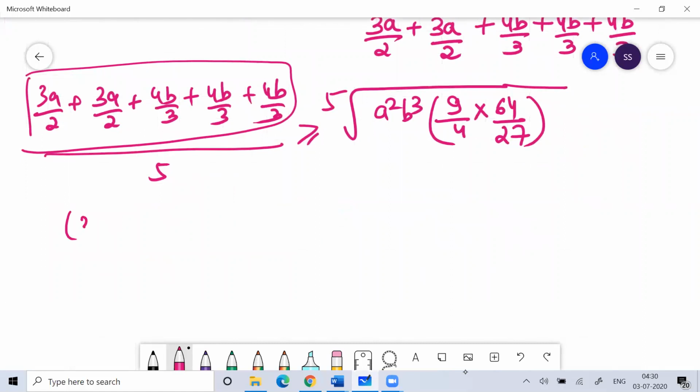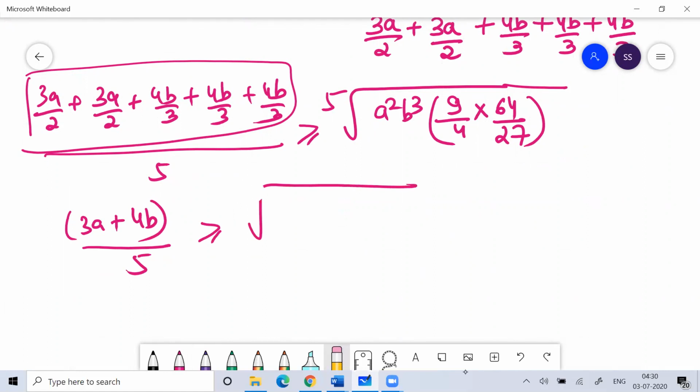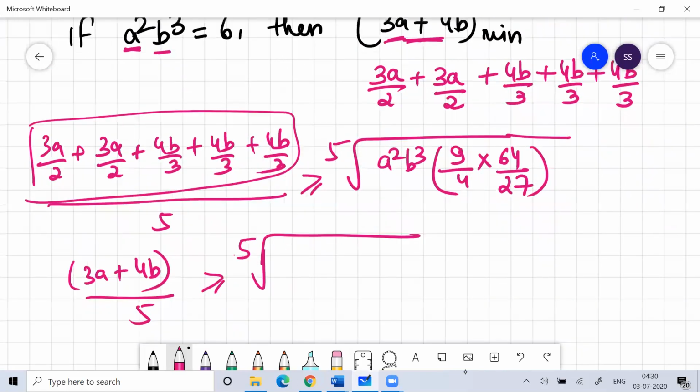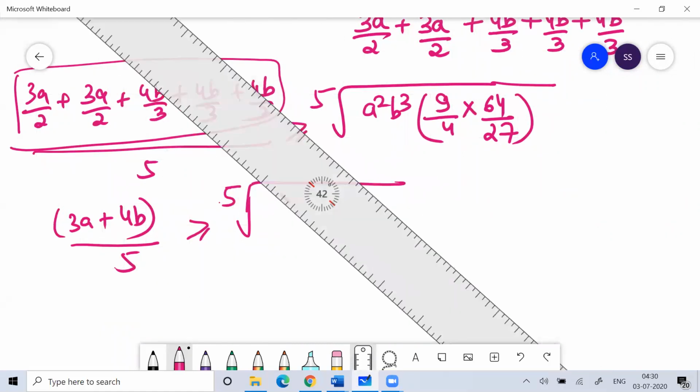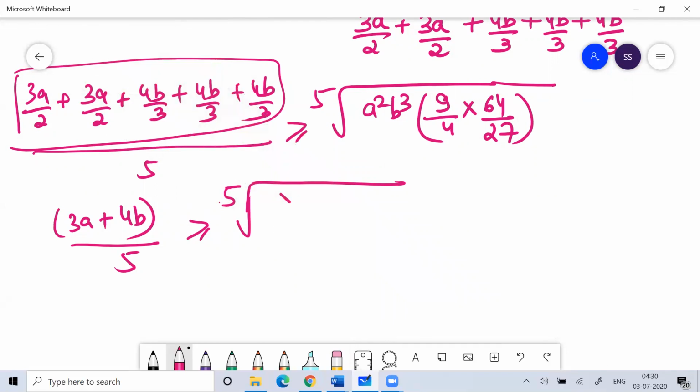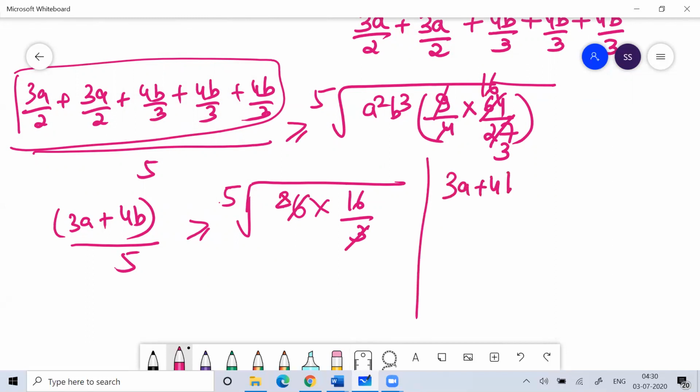So now I can write (3a plus 4b) divided by 5 is greater than or equal to the fifth root of a square b cube, which is given as 6. So 6 into this is 16 by 3. So 16 by 3 into 6: 16 for the 64 and 9 threes are 27. This is 2s. So 16 twos are 32. So you can write (3a plus 4b) by 5 is greater than or equal to the fifth root of 32.